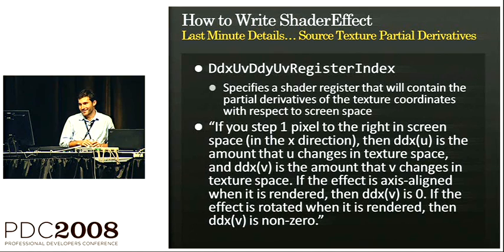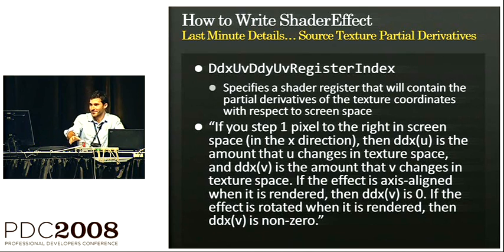Another last-minute detail is this horrifically named property on the shaders called DDXUV DDYUV register index. What this is doing is, in a lot of shaders, it's useful to have the partial derivatives of the source texture as you progress down through writing the destination pixels. And I was trying to think of a very succinct way to word this. What you see is this big quote here I just copied straight from MSDN because it was a very succinct explanation of how this stuff works.